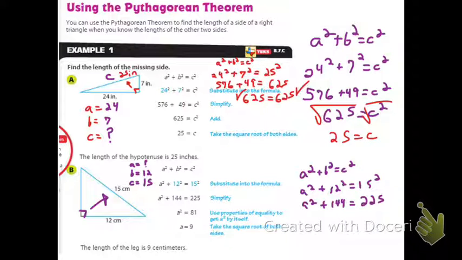So now to get A squared by itself, you subtract 144 from both sides, ladies and gentlemen. Those cancel out. You're left with A squared being equal to 81. Now the opposite of squaring something is to find a square root. What I do to one side, I do to both sides, and we establish that missing side length is 9. Alright, so that other leg, or in this case A, is equal to 9 centimeters.